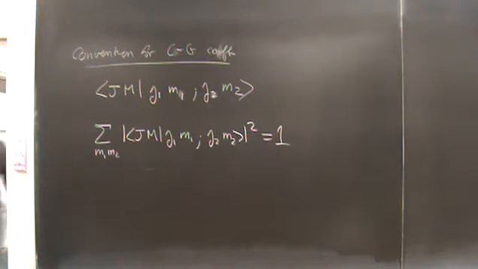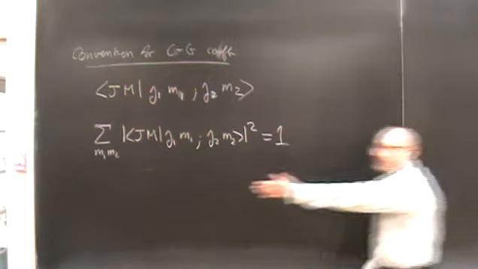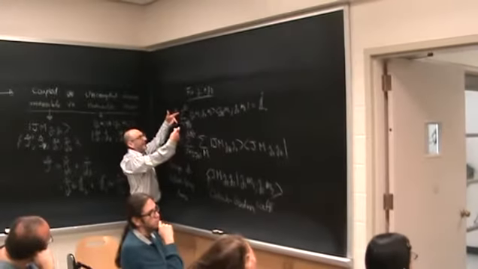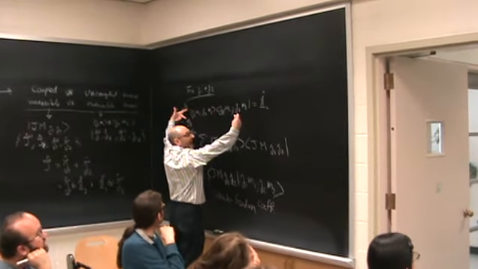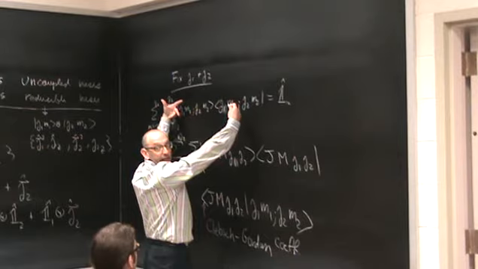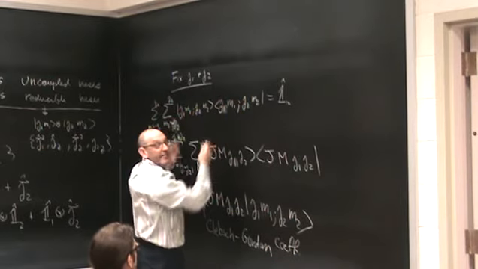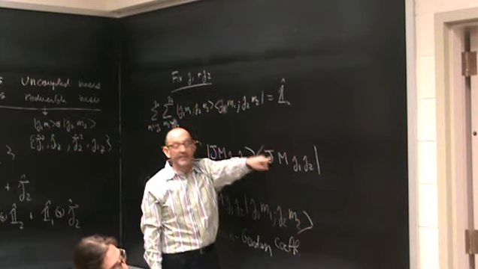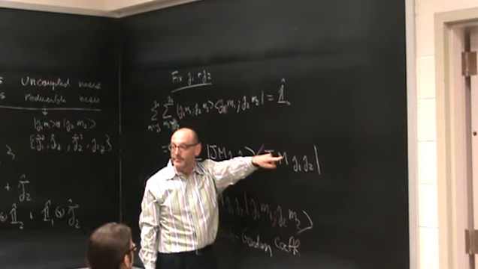Any thoughts? Yeah, exactly. So there's the identity. I can take the inner product of this, say with a given capital J, capital M on both sides. That's the absolute value squared of that. That inner product is 1. I get that expression. Right?